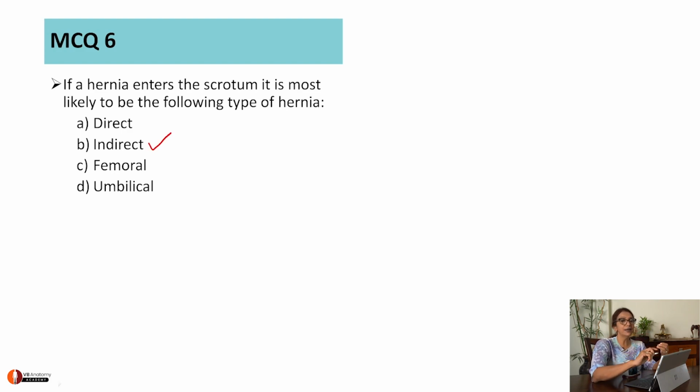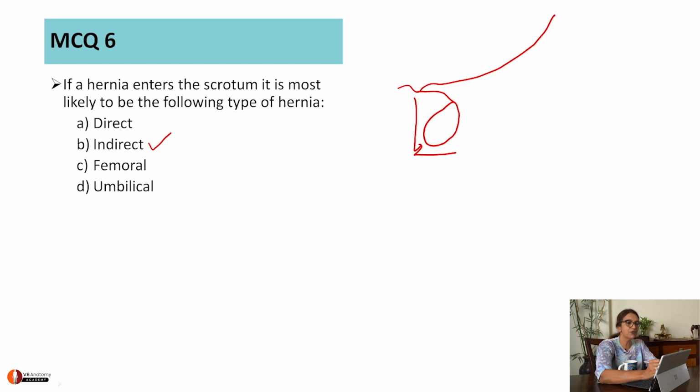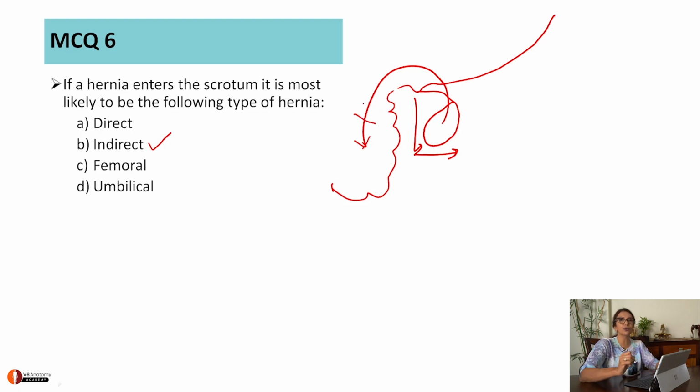Why not direct? It's too wide. The opening is too wide. The amount of herniation taking place cannot pass into the scrotum. Femoral, remember again, this is the pubic tubercle, that's the inguinal ligament. The femoral hernia always lies below and lateral to the pubic tubercle. It can, and somewhere here is the patient's scrotum. So there is no way the hernia is going to go into the scrotum.